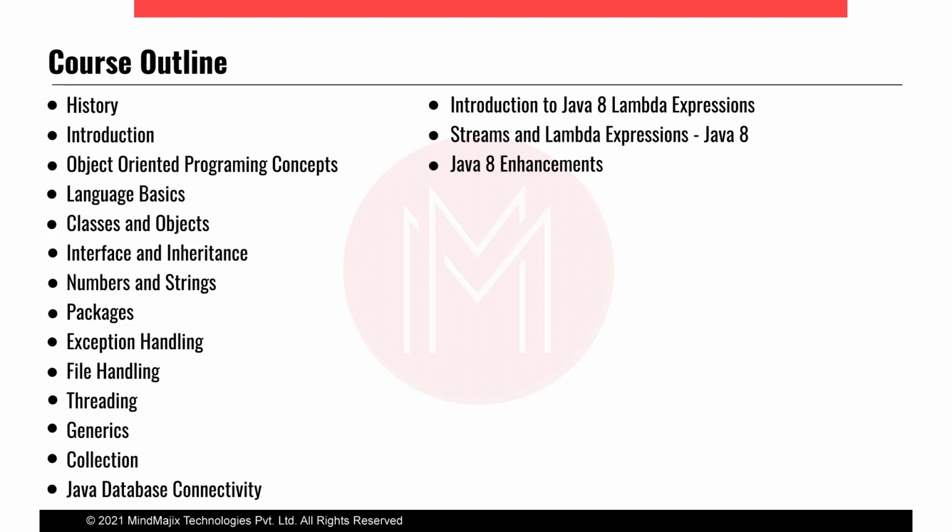This is the course outline which we will cover in the coming days: history of Java, introduction, object oriented concepts, language basics, classes and objects, interfaces and inheritance, numbers and strings, packages, exception handling, file handling, threading, generics, collections, Java database connectivity, and a new feature enabled in Java 8, that is lambda expression, then streams and lambda expressions, and enhancements in Java 8 or JDK 8. We'll cover all these topics.